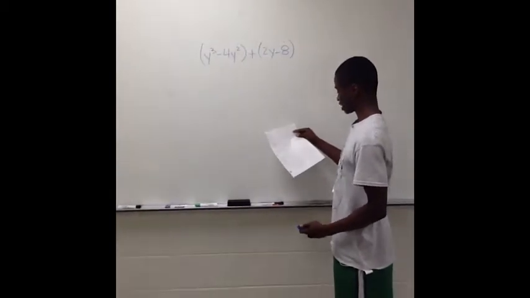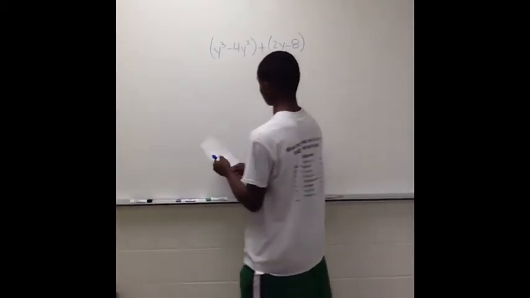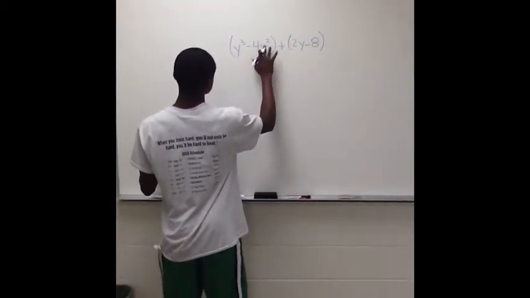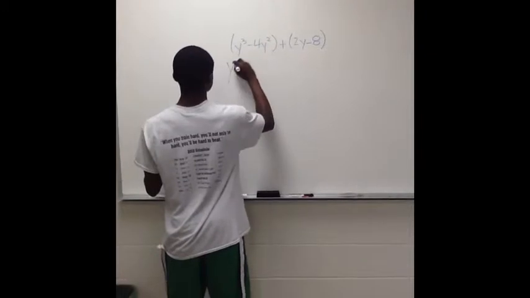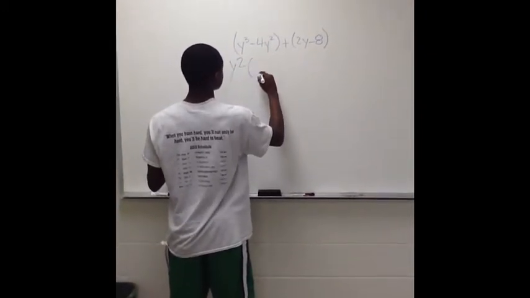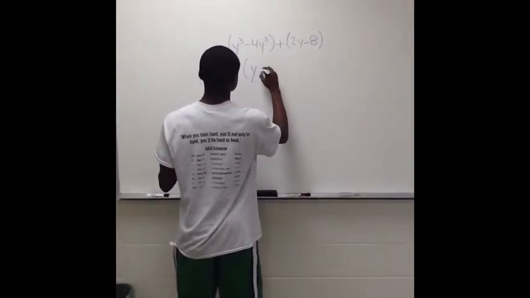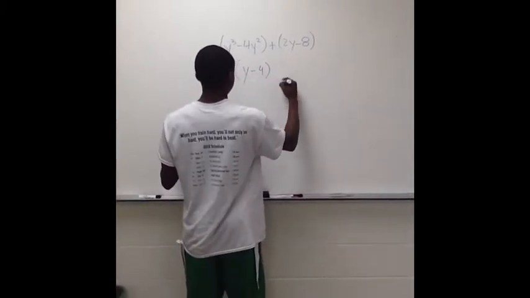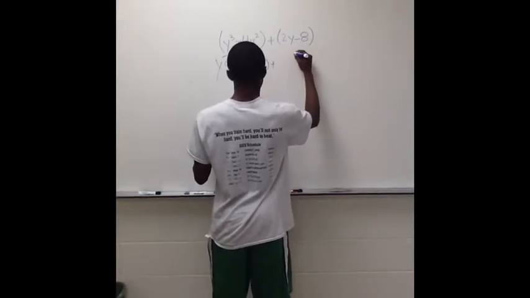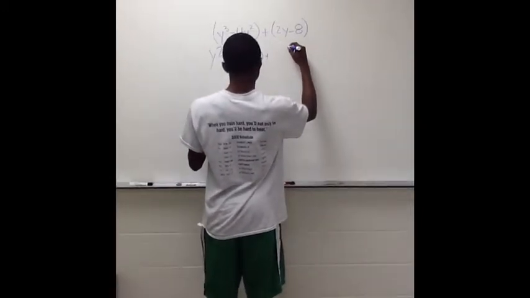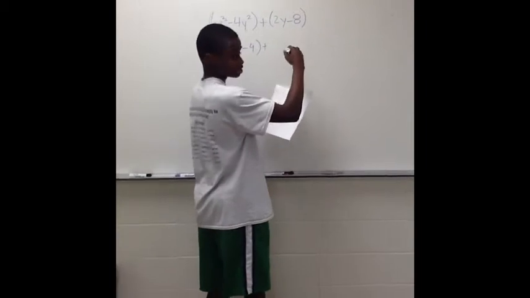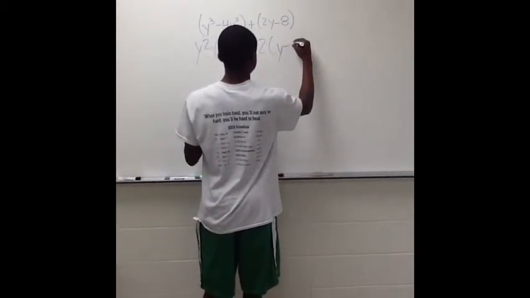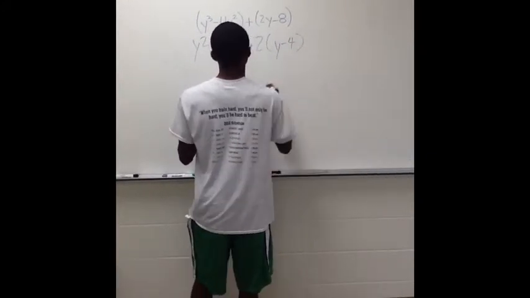The next step is to factor out the GCF in each set of parentheses. In the first one, there are 2 y's each, so we take out 2 y's. What is left inside the parentheses is y minus 4. In this problem, the common factor is 2, so we take out the 2. And we also get y minus 4.